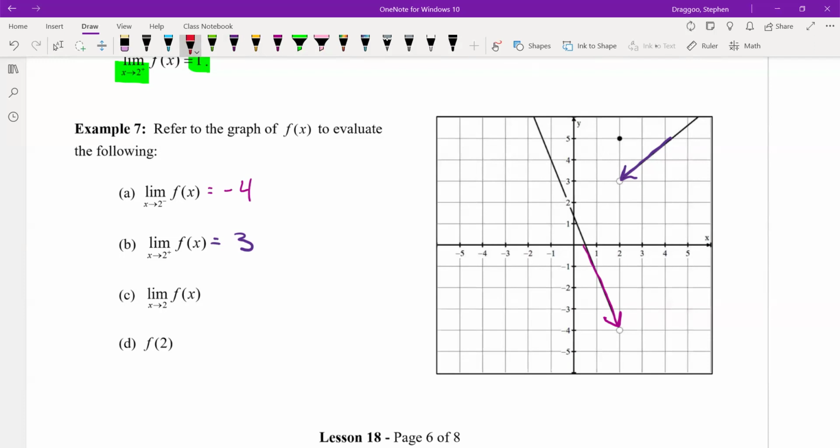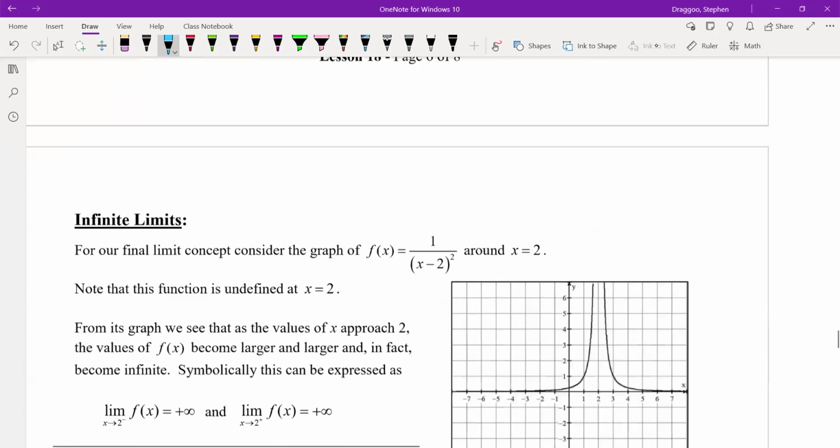Now, because those two limits don't agree with each other, the two-sided limit does not exist. So I'll put DNE for the full limit, or the two-sided limit. But then if I actually plug in 2, I get a completely different number up here at 5, because that's what the graph is filled in at. So this is another example of a very discontinuous function. Nothing about this thing is continuous.